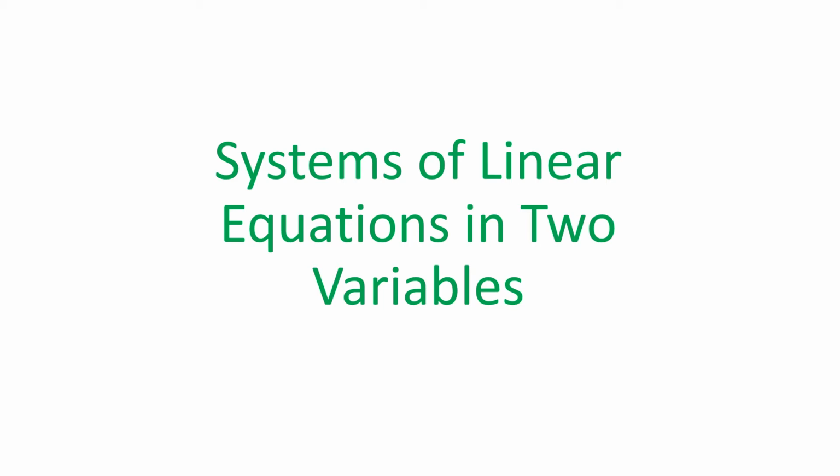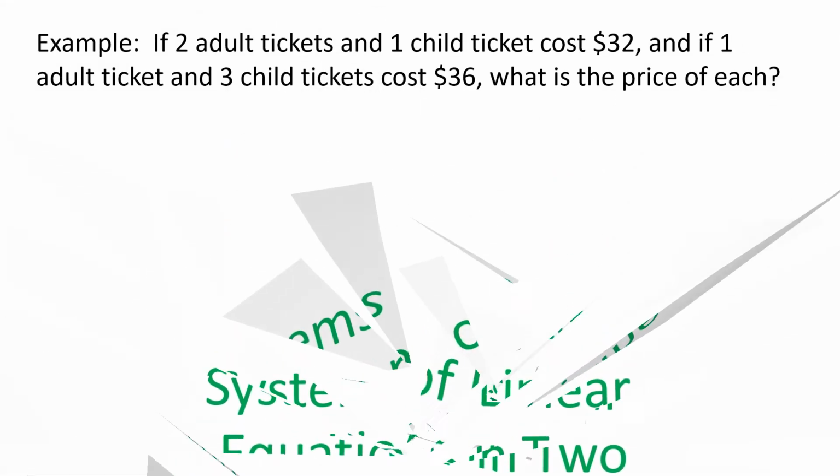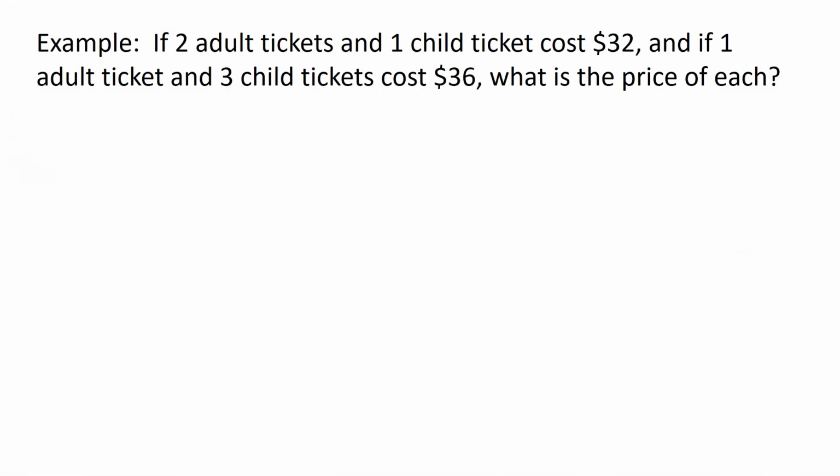Systems of linear equations in two variables. If 2 adult tickets and 1 child ticket cost $32, and 1 adult ticket and 3 child tickets cost $36, what is the price of each? This is an example where we have two variables, adult tickets and child tickets, and we want to figure out the price of each individual ticket.